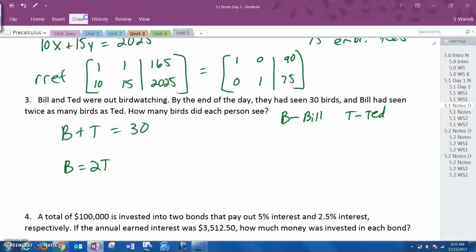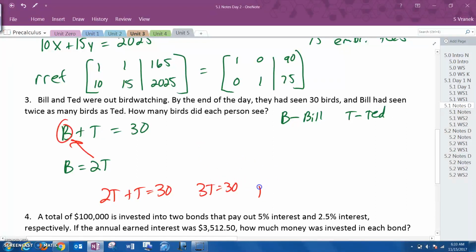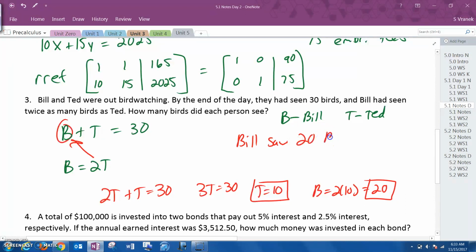Now we have another case of, what's it called? Substitution. Instead of B, I'm going to put 2T. So I get 2T plus T equals 30. 3T equals 30, which means T equals 10. And if T equals 10, B equals 2 times 10 or 20. So Bill saw 20 birds and Ted saw 10.